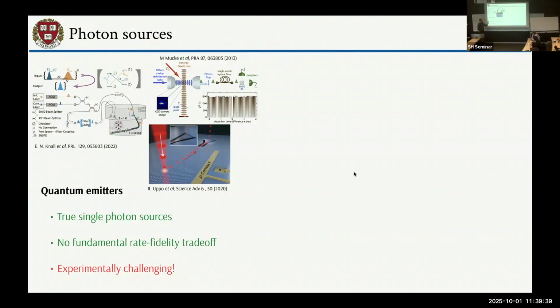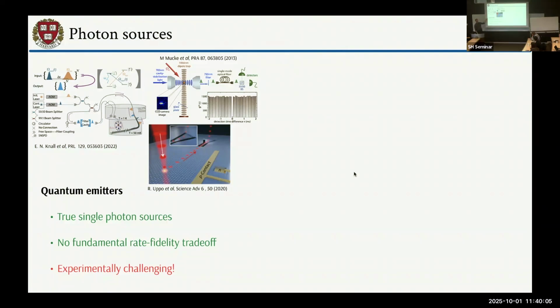But what I'm highlighting in green here is that there are true single photon sources, meaning that in principle, there's no fundamental rate-fidelity trade-off. I mean, the rate is limited by our inability to collect the light, for example. But if we have perfect collection, we basically could get a photon every time we try, right? So the rate is limited by other things than the need to do things with fidelity, at least to first order. But it is just experimentally challenging.